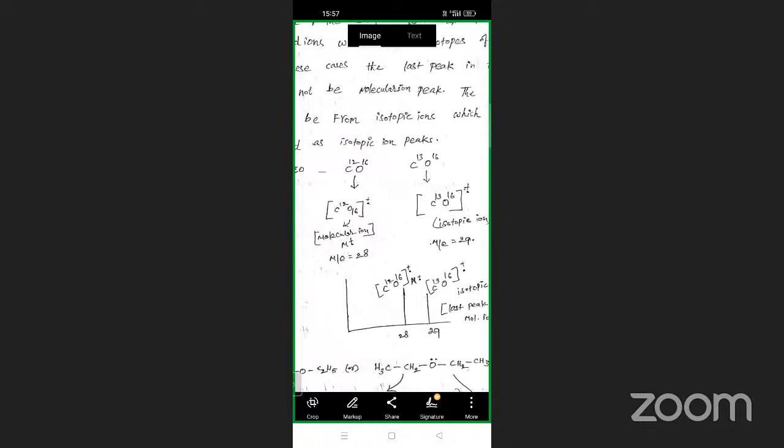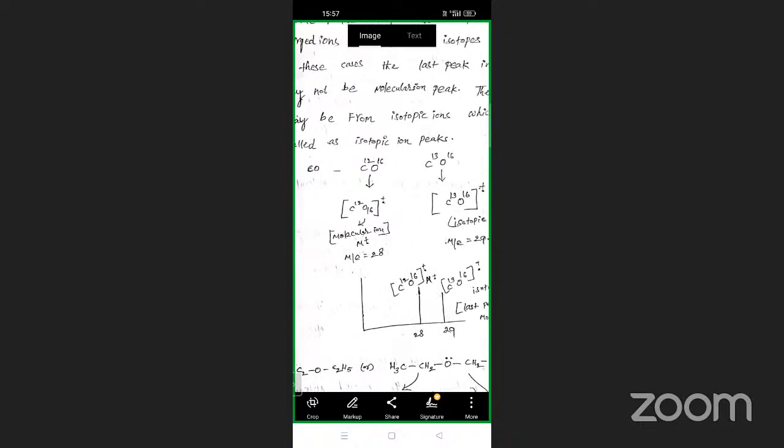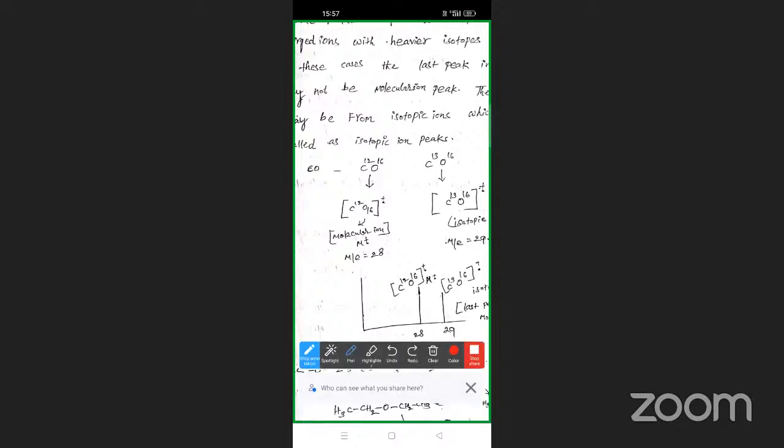So here also you are given C12O16. This is the normal form, so the molecular ion is obtained at 28. For example, if this carbon is an isotope like C13, you will get the last peak. You can see this is 28.